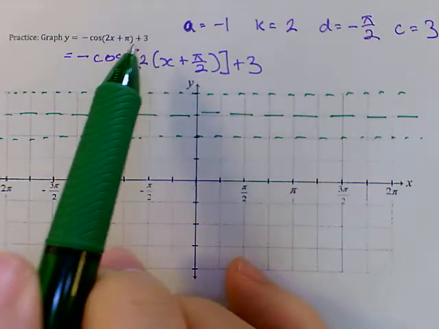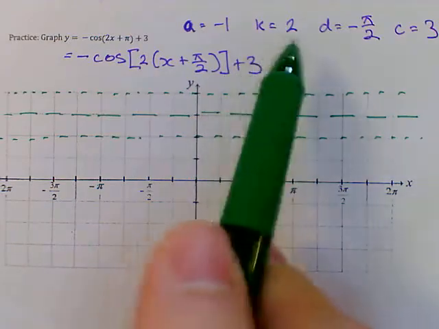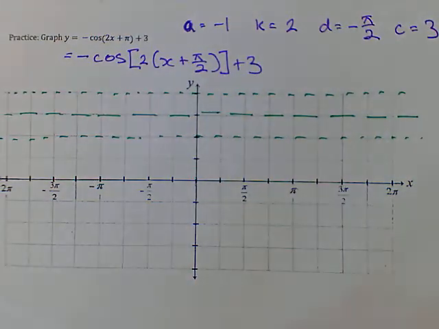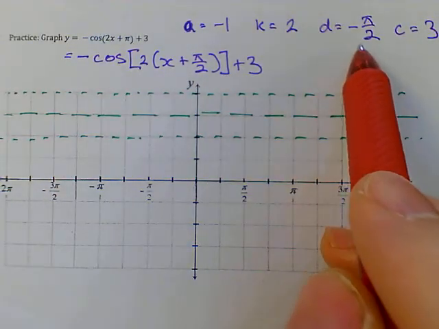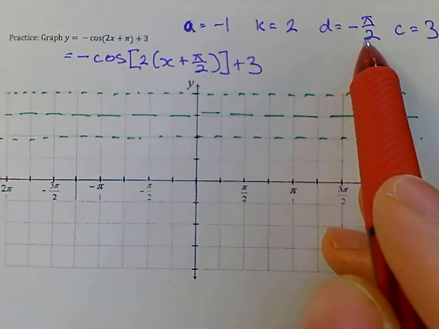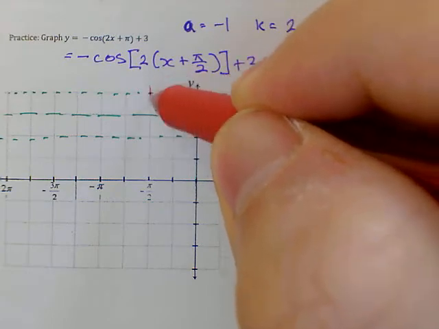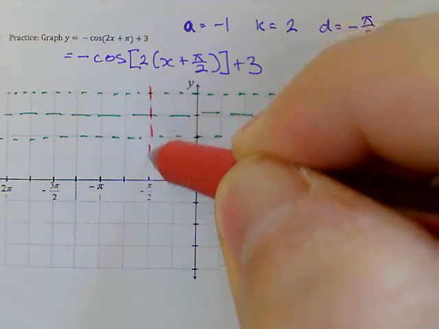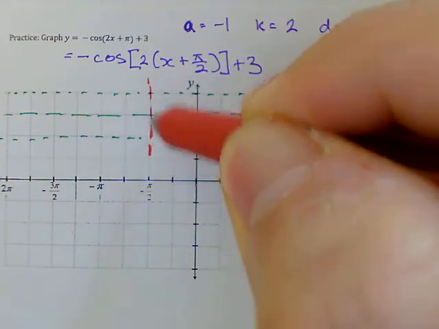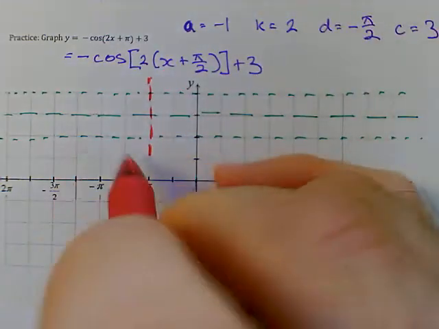Next, my K value will tell me something, but first, let's do the D. I will use red this time. I am moving pi over 2 to the left side. This is going to be my start.